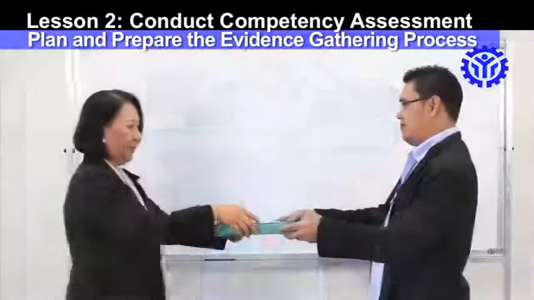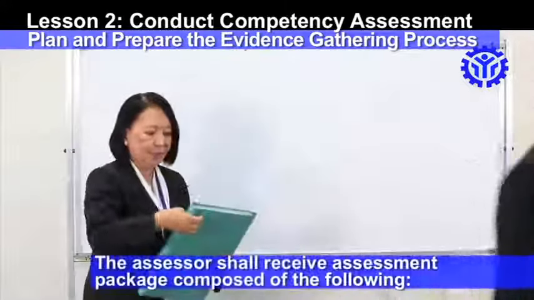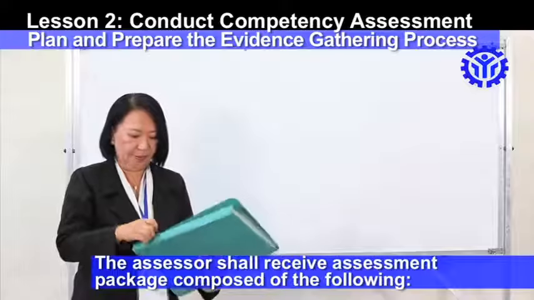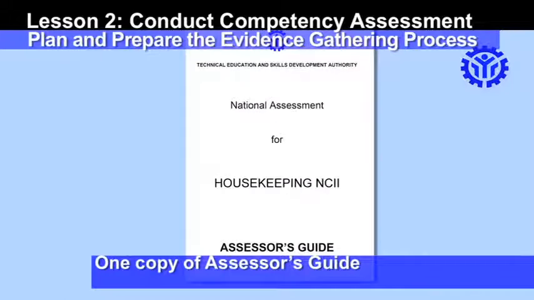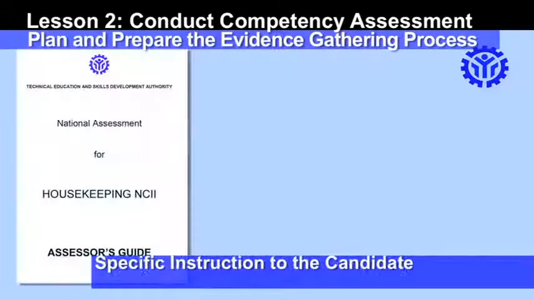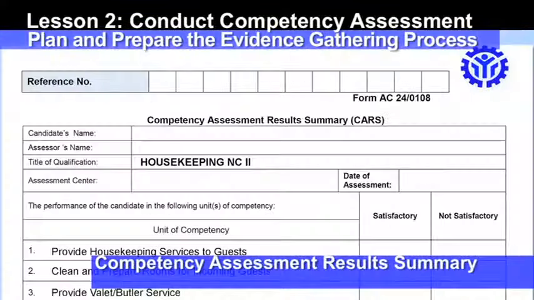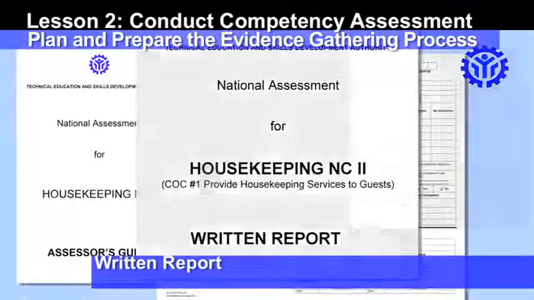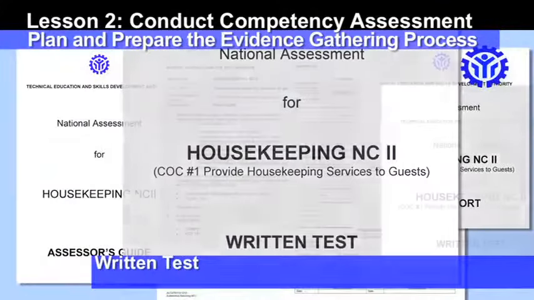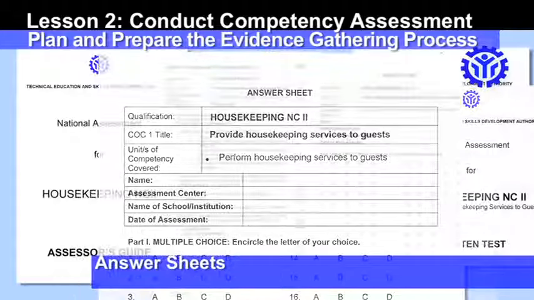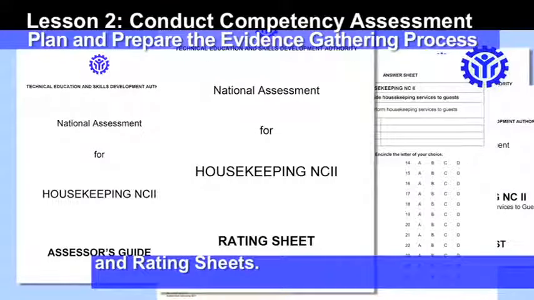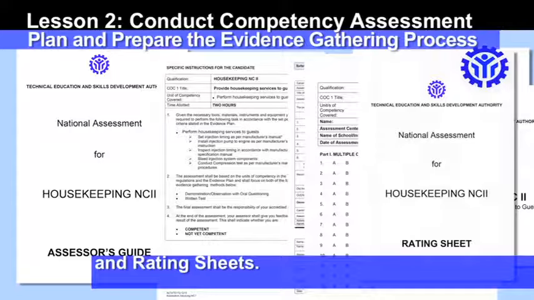Plan and prepare the evidence gathering process. The assessor shall receive an assessment package composed of the following: 1 copy of assessor's guide, specific instruction to the candidate, competency assessment results summary, written report, written test, answer sheets, rating sheets according to the methods of assessment to be used, corresponding to the number of candidates.